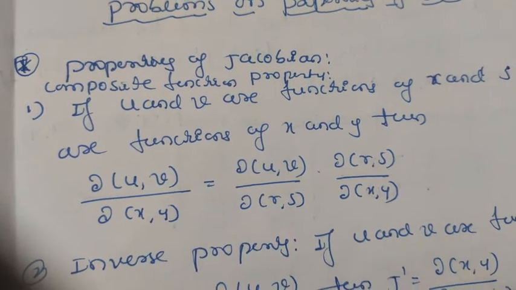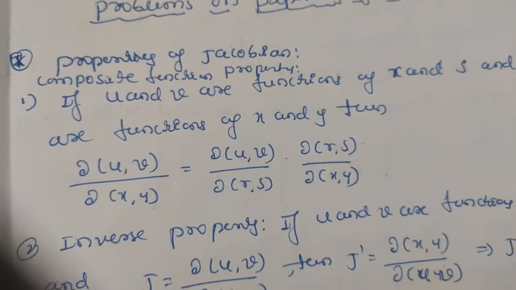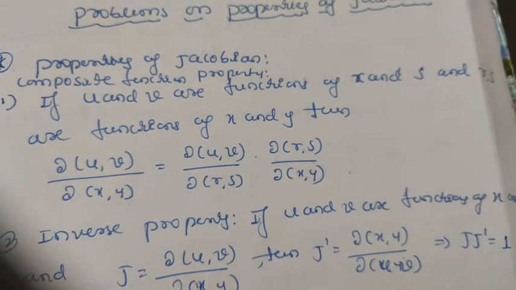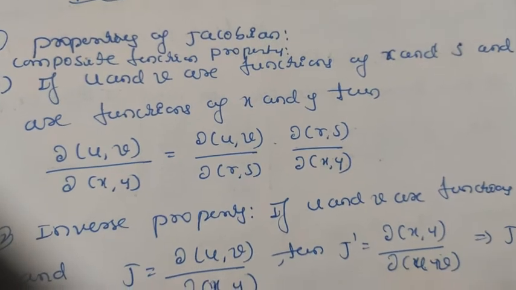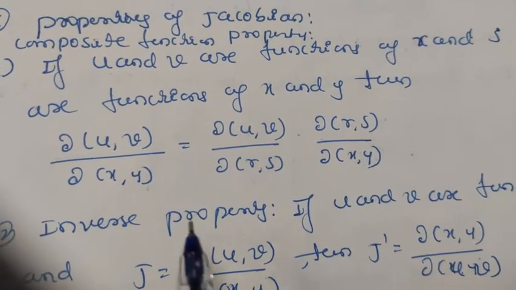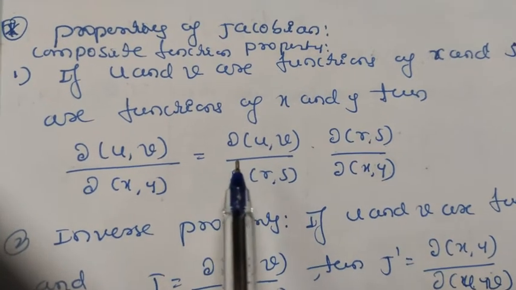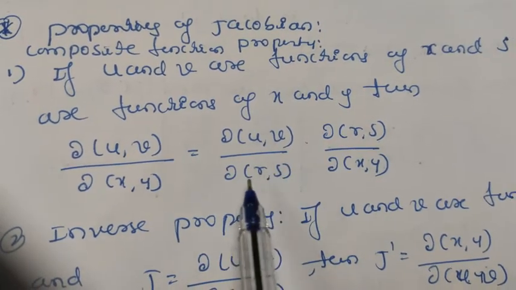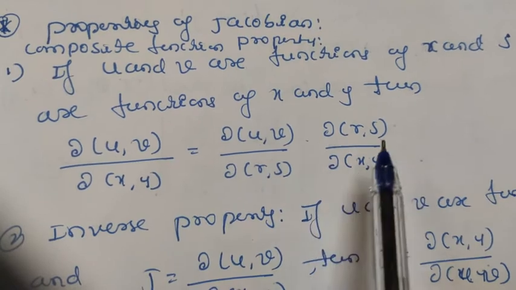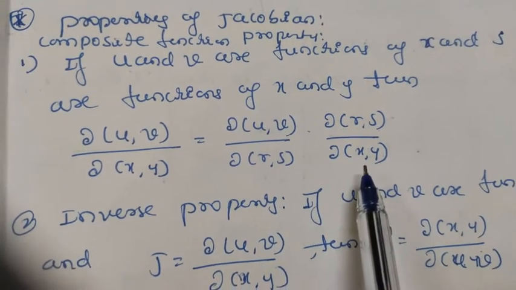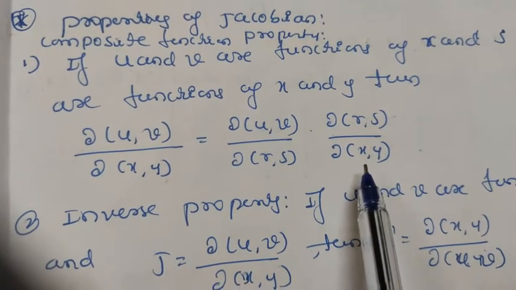If u and v are functions of two variables r and s, and r and s are functions of x and y, then the Jacobian of u and v with respect to x and y is equal to ∂(u,v)/∂(r,s) into ∂(r,s)/∂(x,y). This is called the composite function property.